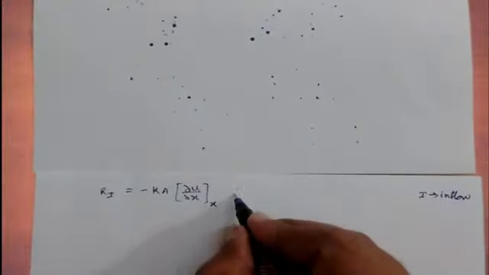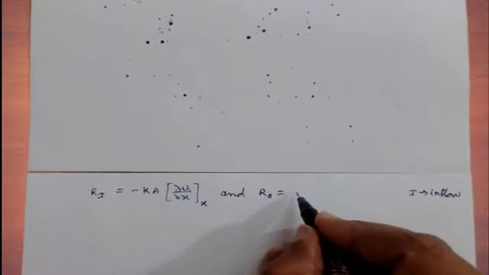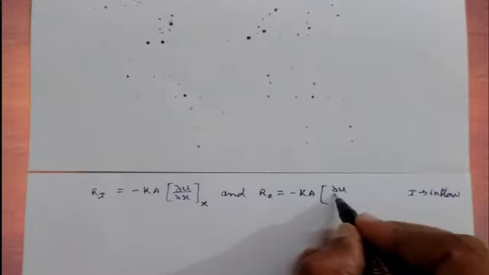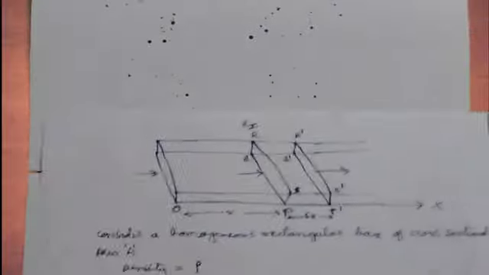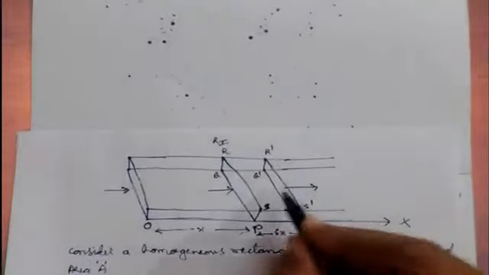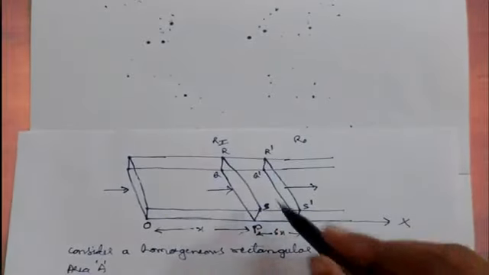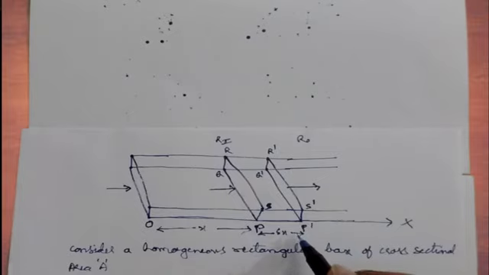Then similarly, what will be the rate of outflow? Ro, let me consider. Again it will be minus K A into dou U by dou X, and it is at what distance? The rate of outflow is at the cross section P dash, Q dash, R dash and S dash. Therefore it is at what distance?